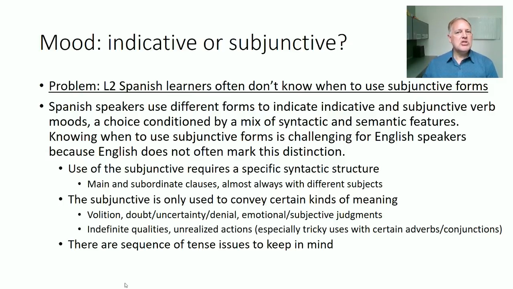So we still have the subjunctive mood, it's just not necessarily marked verbally. So, like I said, to use the subjunctive, it requires a specific sentence structure. You have to have a main and a subordinate clause, usually with different subjects for both clauses, and you have to be expressing certain types of meaning. You can read them on the slide.